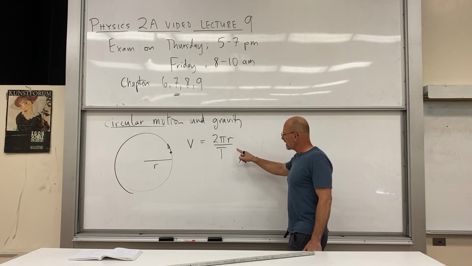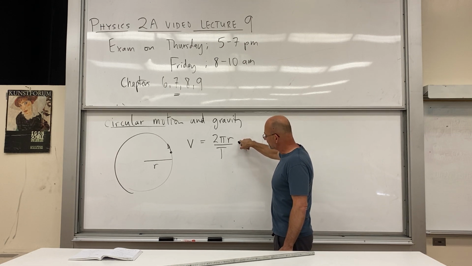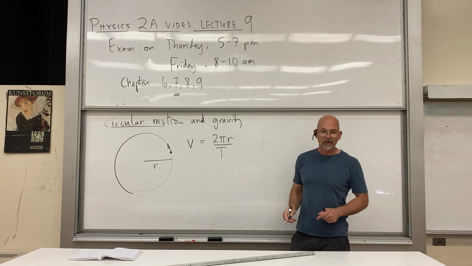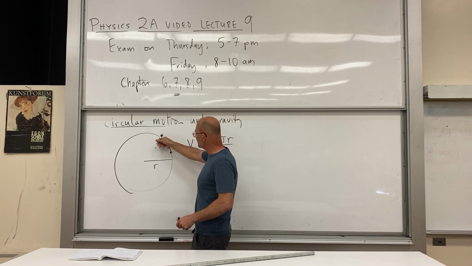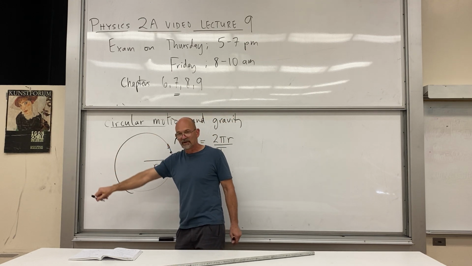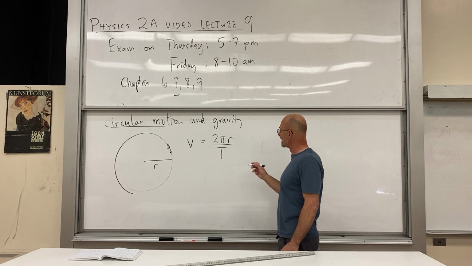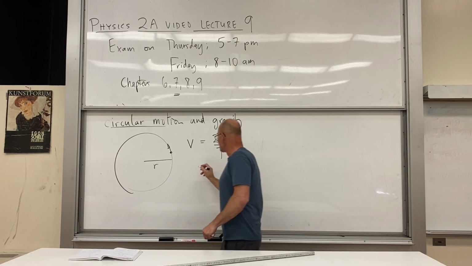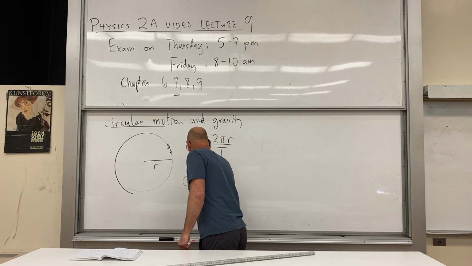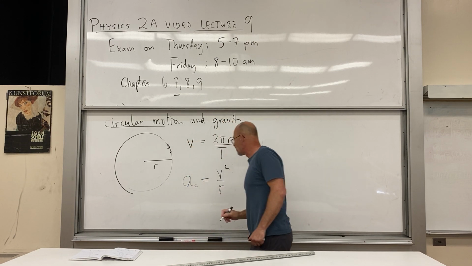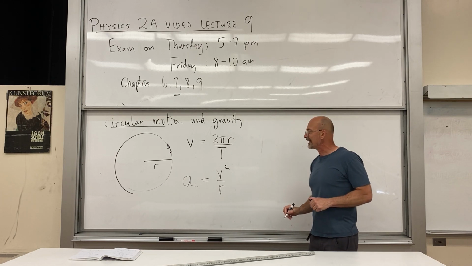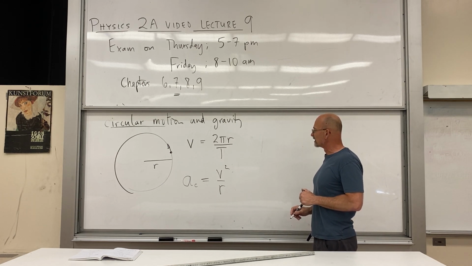So the speed may very well be constant when we're talking about uniform circular motion, but the acceleration is not constant. The acceleration is changing its direction all the time because it's always pointing towards the center. So that's the centripetal acceleration, and that's the other important formula here. The centripetal acceleration, a sub c, is v squared divided by r, always directed towards the center. So that's part of your formula sheet as well. Okay, 2 pi r over T, centripetal acceleration.